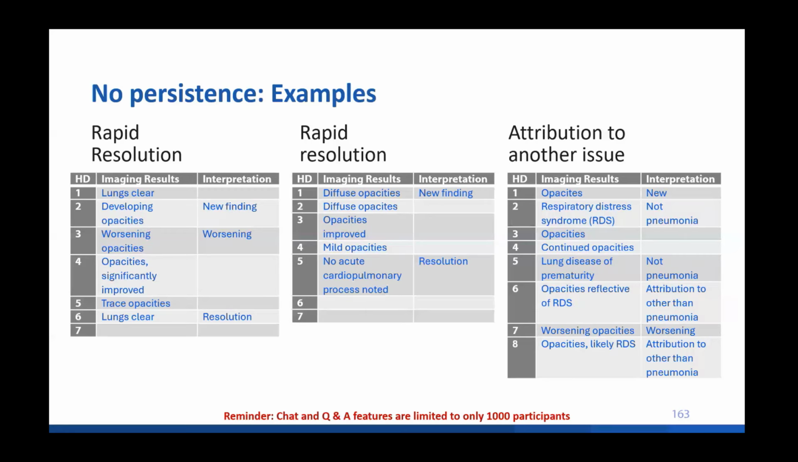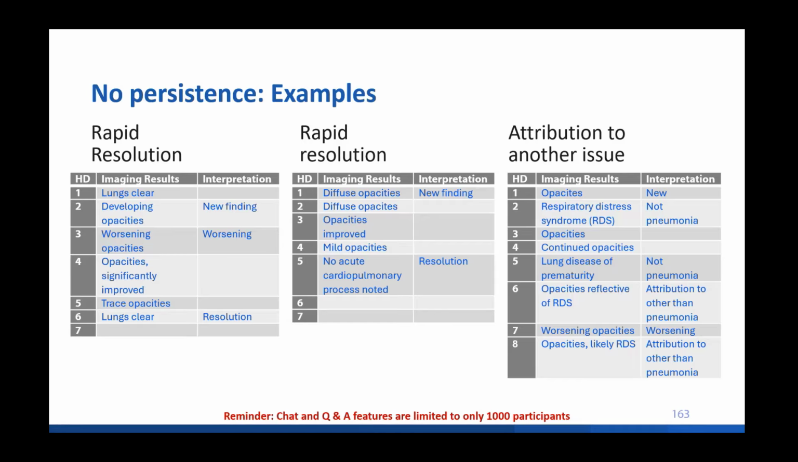In the second example, the patient presents with opacities on imaging, so the requirement for new findings is met. However, as in the prior example, the findings resolve rapidly and are no longer present by day 5. In this clinical scenario, the example is a patient admitted with acute heart failure, and the patient's pulmonary edema resolves after diuresis and adjustment of cardiac medications.